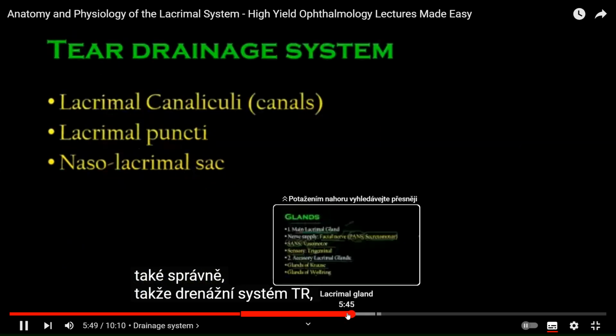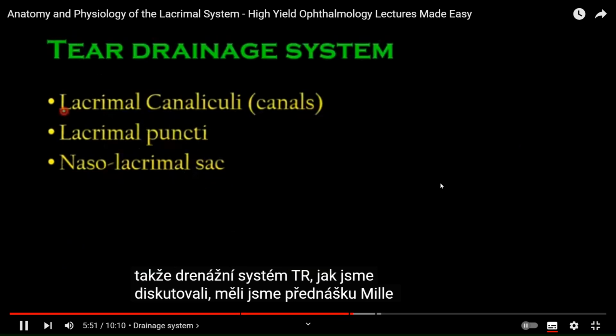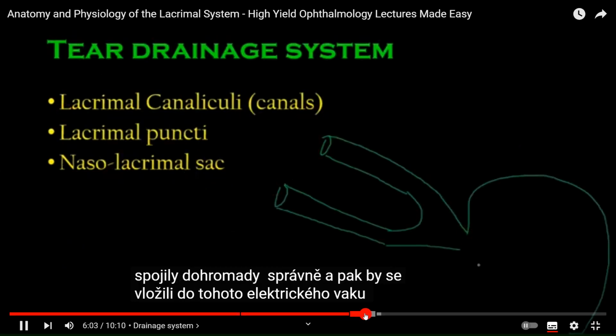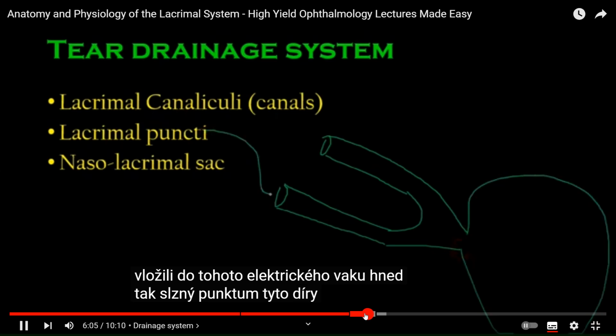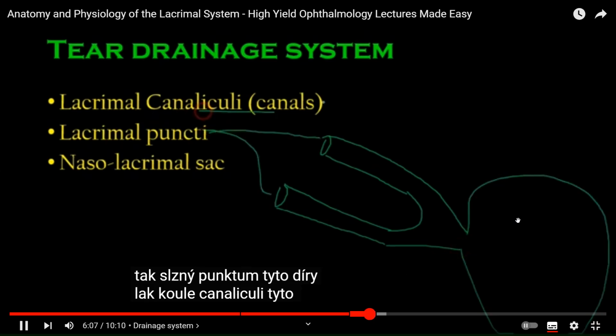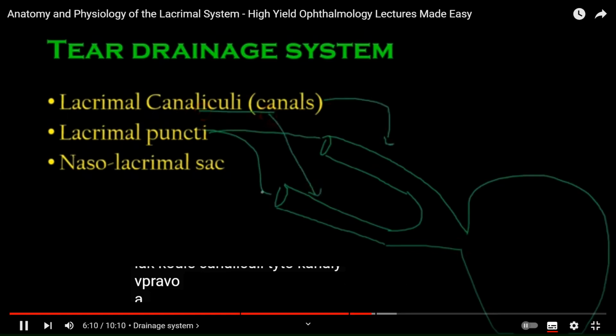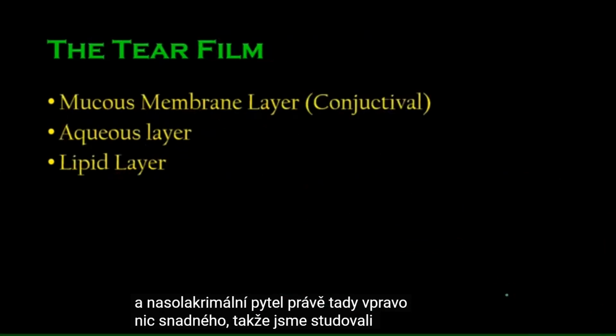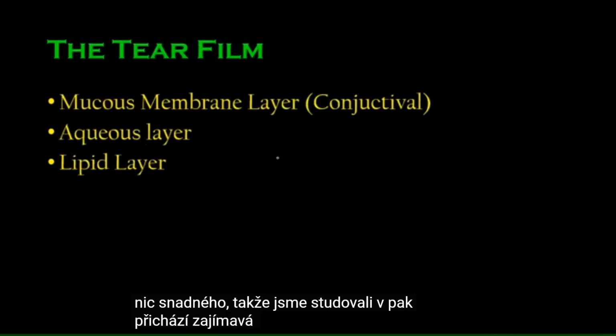So the tear drainage system, as we discussed, we had the lacrimal canaliculi, we had the lacrimal puncti, right? And they would deposit into this lacrimal sac, right? So lacrimal puncti, these holes, lacrimal canaliculi, these canals, right? And nasolacrimal sac right here, right? Easy, nothing so difficult about that. We studied it. Then comes the interesting topics.